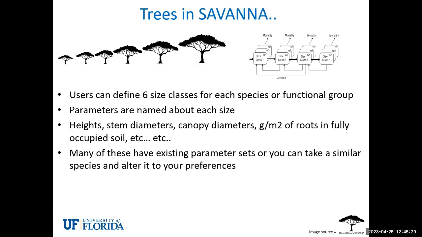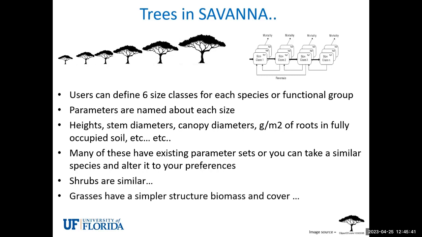Many of them have, again, we've got lots of parameter sets. Usually we take some existing parameter sets, and then you can make tweaks to what you think would make it work best for you. Same thing with shrubs. We've got those too. Grasses are a little simpler.